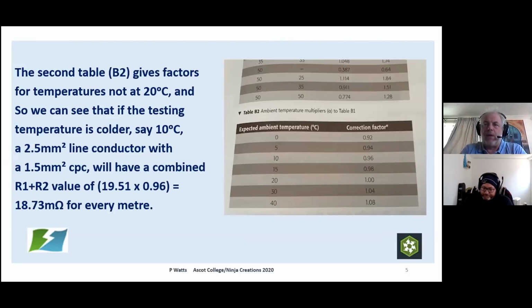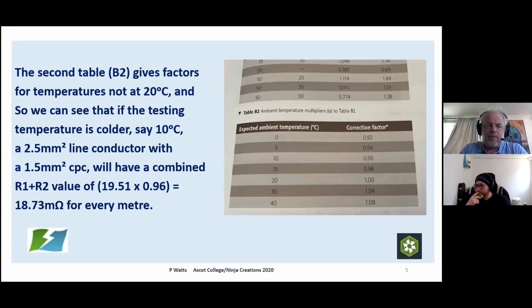So if we have a different testing temperature on a day, if it's not 20 degrees, then we can apply these factors, and we can then add that to our resistance tables, and then we can calculate what the resistance of our piece of conductor should be.